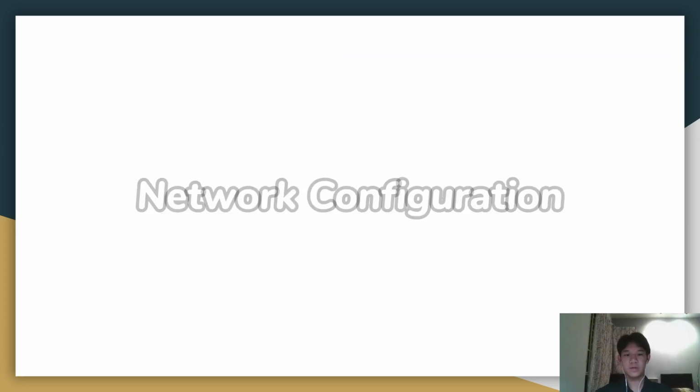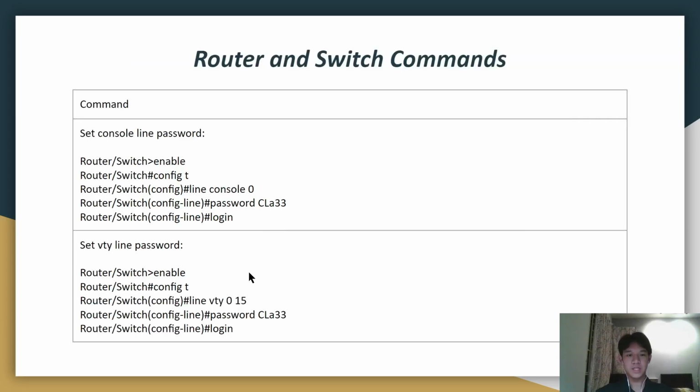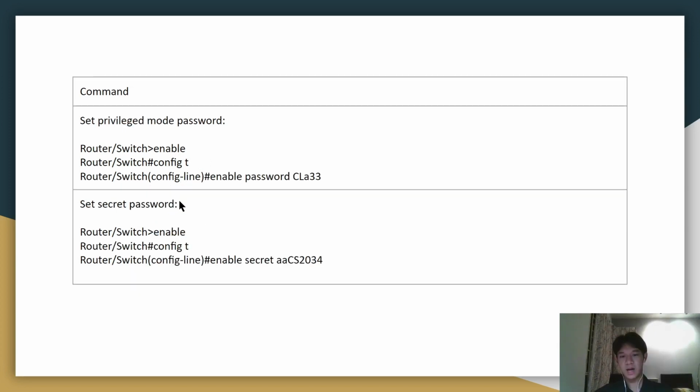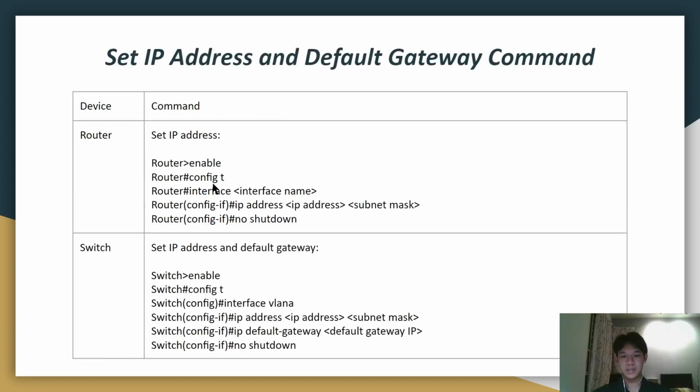Next slide, network configuration. Both of these commands can be used by router and switch. To set the console line password, we must remember to type line console 0. After accessing the configuration mode, we can perform two tasks, which are to set the privilege mode password and the secret password. In this slide, this table shows the commands to set the IP address and default gateway for switch and router. For router, you have to set the IP address and subnet mask. Additionally, for switch, you have to set the default gateway.